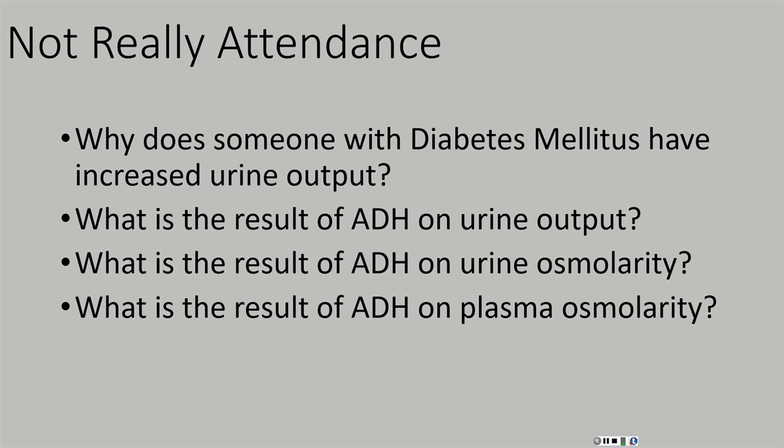And let's see what the correct answers are. Why does someone with diabetes mellitus have increased urine output? Well, this is because the glucose that's elevated in the patient's blood is going to also be elevated in this person's filtrate. And remember, in the PCT where glucose is reabsorbed, typically we reabsorb 100% of that glucose. But in the case of someone with diabetes mellitus, they have excess, so that glucose exceeds transport maximum.